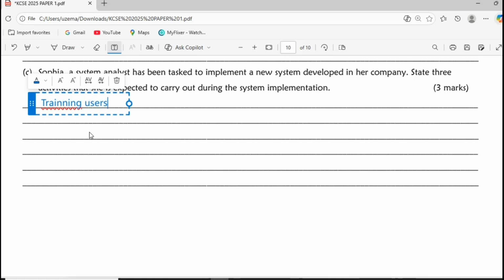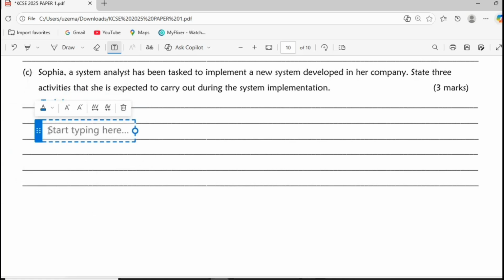Part C. Sophia, a system analyst, has been tasked to implement a new system developed in her company. State 3 activities that Sophia will carry out during system implementation. The 3 activities that Sophia will carry out during system implementation. 1, Sophia will be required to test the system that is being implemented.